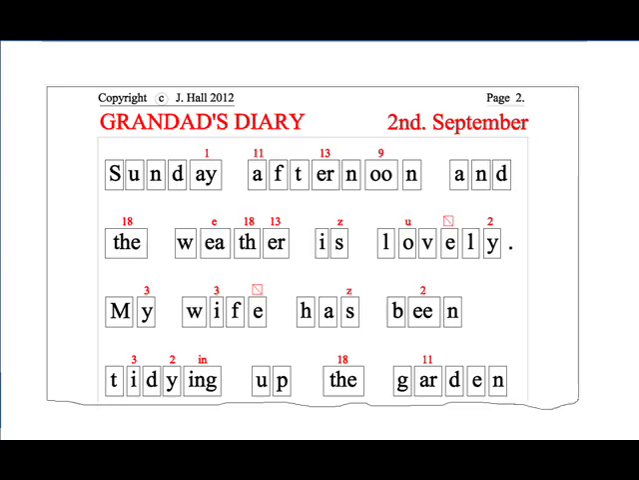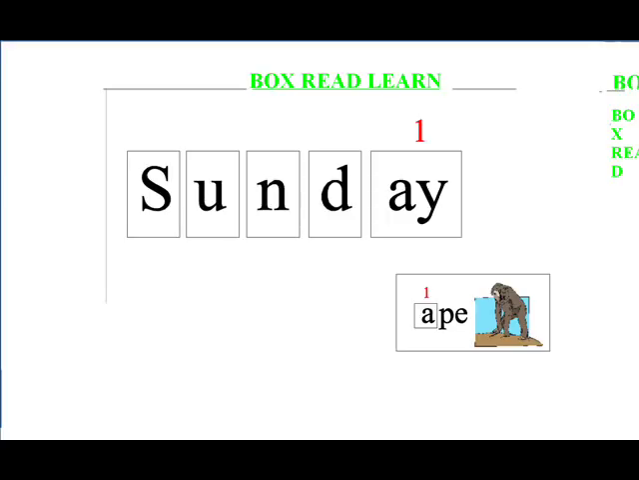So let's zoom into the first word of the page, and we can see a number 1 above the first box. This number 1 represents the sound A for ape, as shown in the little box below. Note also, this is the first word of a sentence, and so the first letter has to be a capital letter, and it is the phonic sound S for sun. So reading out loud in order to hear the sound correctly, and going from left to right, we have S, A, N, sun, D, A, day, sun, day, Sunday.